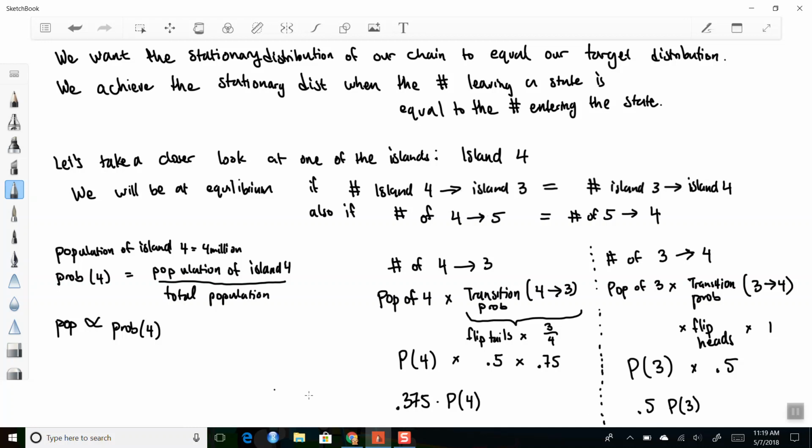So here we have equilibrium when these two are equal. When 0.375 times probability 4 is equal to 0.5 times probability 3, or basically if island 3 is 3/4 the population of island 4.